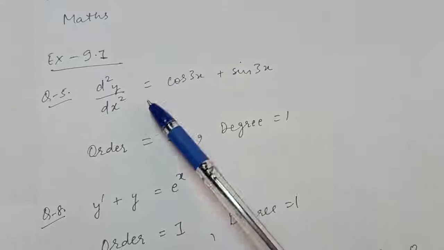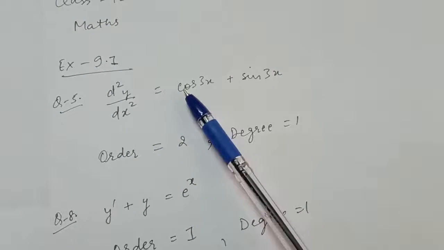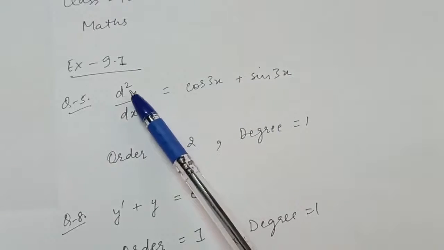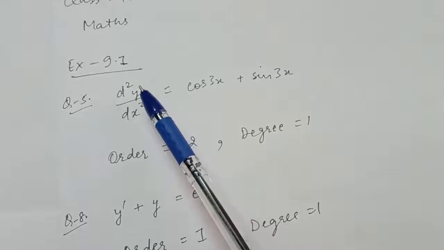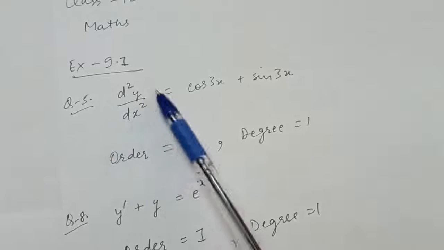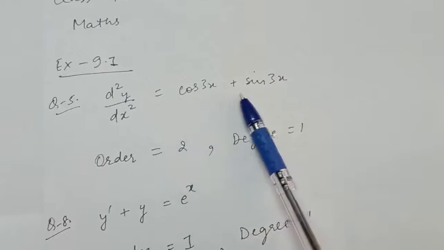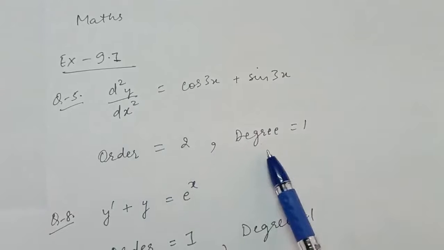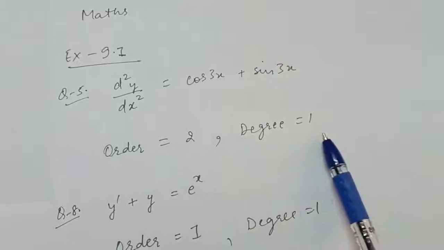Exercise 9.1 question number 5 is to find the order and the degree of this differential equation. Now see, order is the highest order derivative present in the differential equation. Here in this differential equation the order will be 2 because the highest order derivative present is the second order derivative, and because this equation is a polynomial equation in derivatives, its degree will be the degree of the highest order derivative, that is 1.